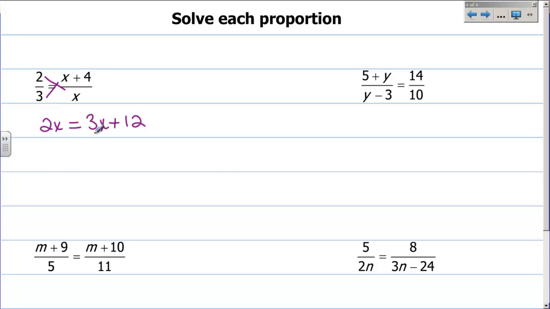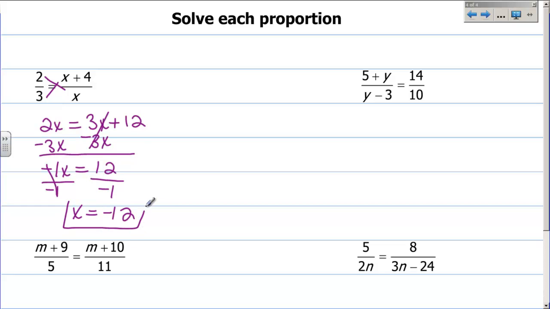I've got variables on both sides, and since I have nothing but a 2x here, I'm going to cancel out the 3x so I can get them all together. To cancel out 3x, I will subtract 3x from both sides. 2 minus 3 gives me negative 1x equals 12. To get x by itself, I have to divide by negative 1. So x equals negative 12. And that's the answer for that proportion.